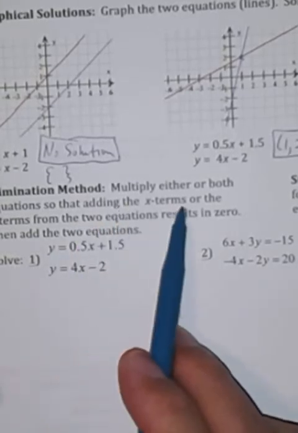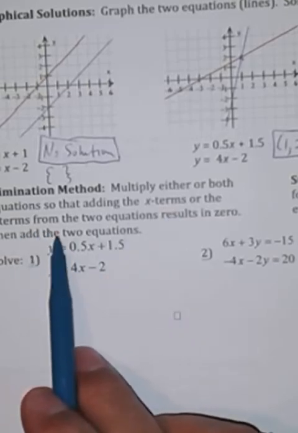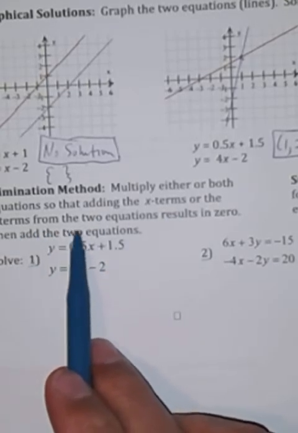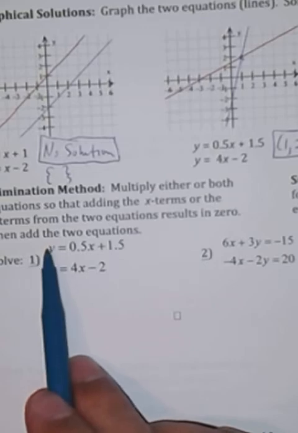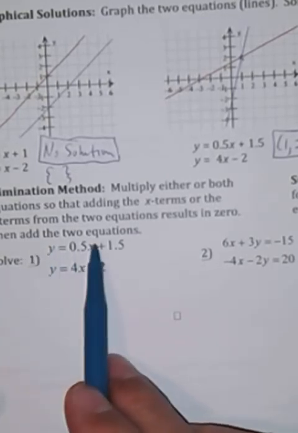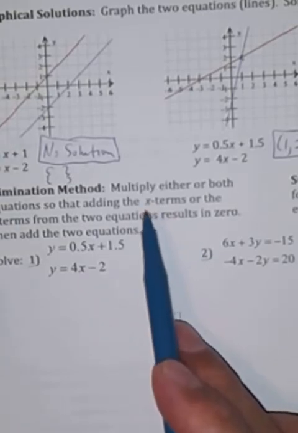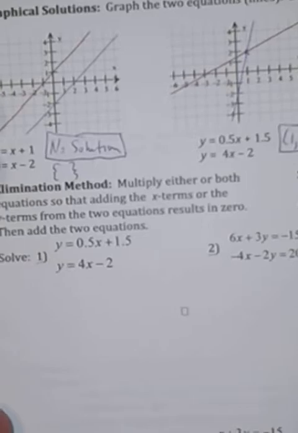Elimination works this way. We multiply either or both equations so that adding the x terms or the y terms, whichever one we see or we like, from the 2 equations results in 0. So we're going to add them and they're going to add up to 0. Then add the 2 equations. Again, when we add them, either the x terms add up to 0 or the y terms add up to 0 from the 2 equations.